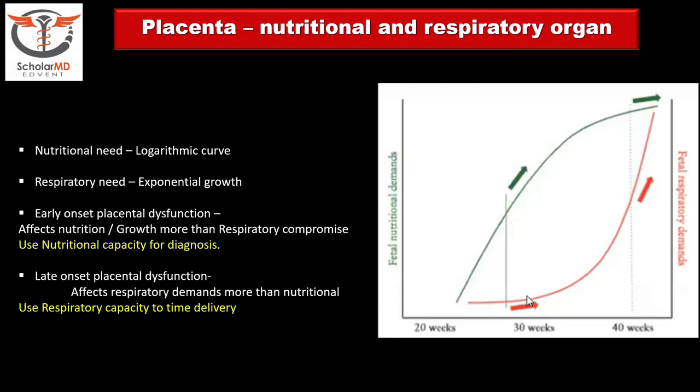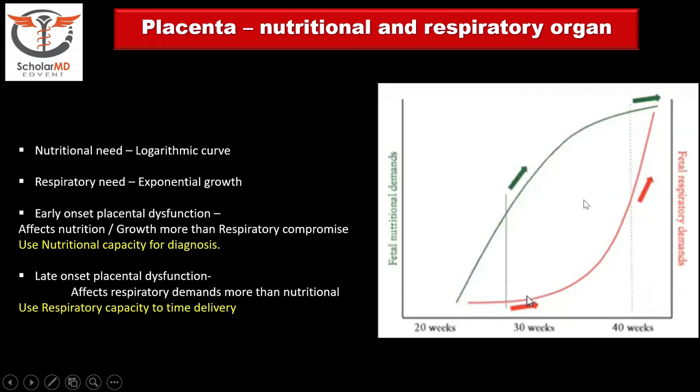Now if we try to understand the need of the fetus in the initial weeks, or before 32 weeks, there is an exponentially higher need of nutrition for the fetus. So nutritional need is high, and this baby, if it faces a placental dysfunction, would become very small. And so we use the nutritional capacity of the placenta to diagnose FGR. During this time, the respiratory need of the baby is very low, so the baby doesn't suffer hypoxia that much.